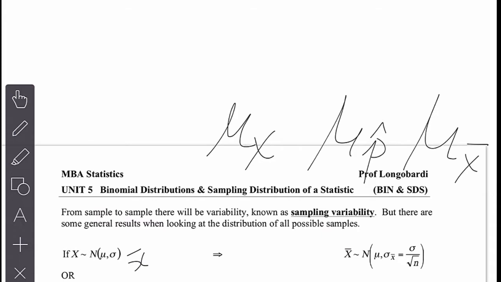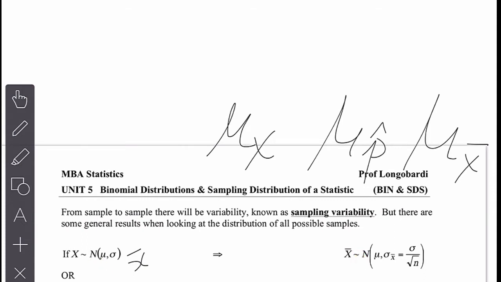I don't ask you to prove it. The intuition should be there, but if you need the proof, you can see it, and it's also a good exercise for practicing rules of means and variances. So the shapes will be the same, the shape being a normal distribution.